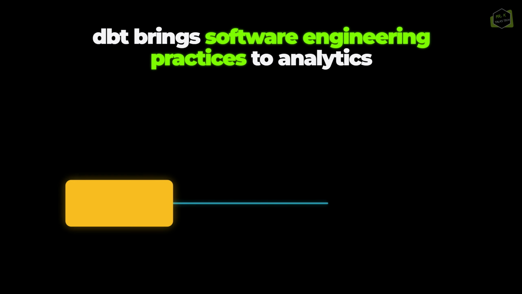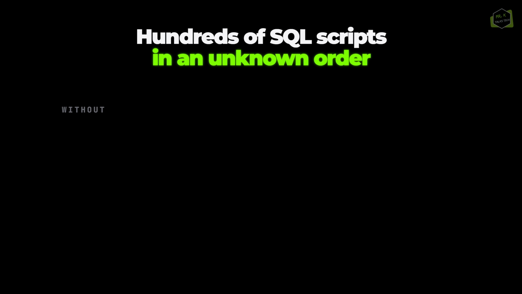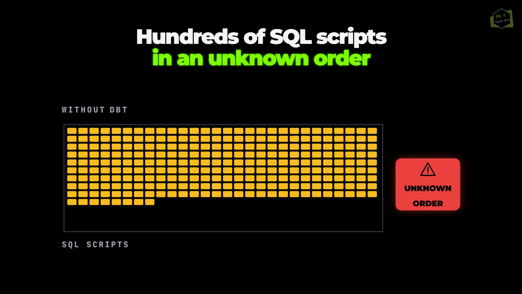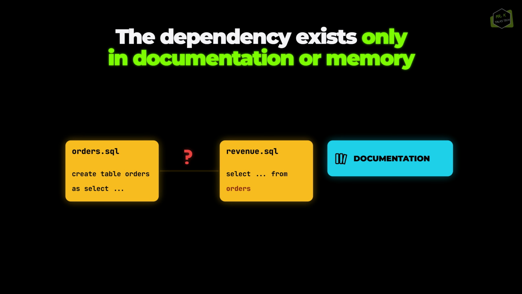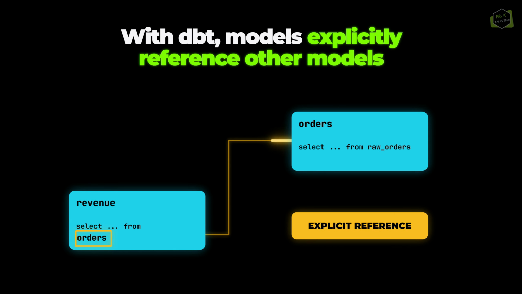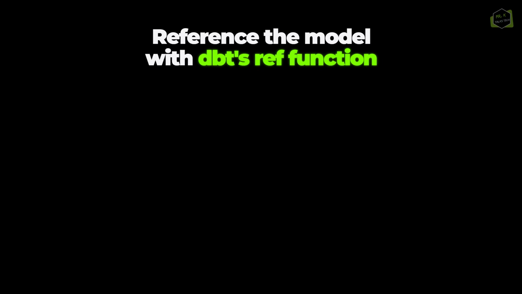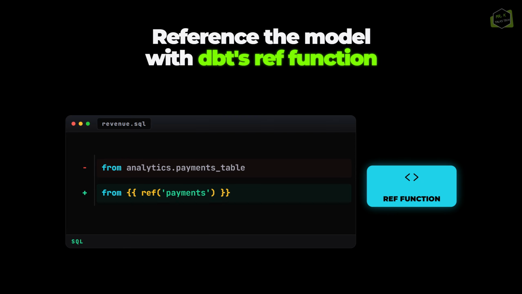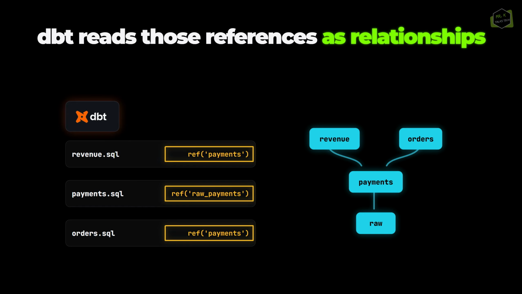The difference is that DBT brings software engineering practices to analytics code. Without DBT, a company may have hundreds of SQL scripts running in an unknown order. One script depends on another, but that relationship exists only in someone's documentation or memory. With DBT, models can explicitly reference other models. Suppose the revenue model depends on the clean payments model. Instead of directly referring to a table by name, you reference the payments model using DBT's ref function.